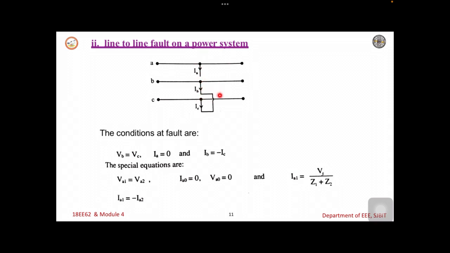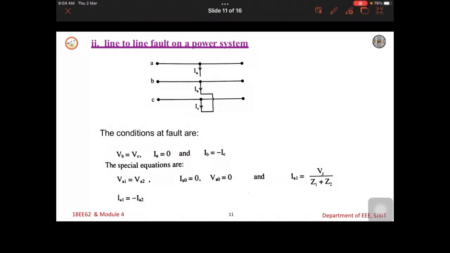See here, the line to line fault you can mark here. Whatever is shown in the figure, it is phase A, phase B and phase C, 3 lines on the transmission line. So here the fault is considered between the 2 lines, that is B and C, and if the fault happens, the fault current will be IB and it is equal to minus IC. Here line A is not loaded, therefore the current IA will be 0. So the terminal conditions are IA is equal to 0 and IF is equal to IB, which is equal to minus IC.